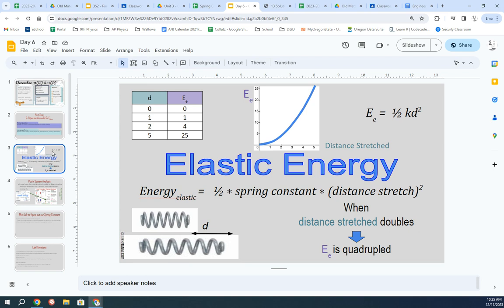Now the actual equation for elastic energy is close, but a little bit different. It's actually 1/2 k d squared, where k is the constant that represents the stretchiness of the elastic band or the spring. So it's a little bit different equation, but again, pretty similar. What we're going to be working on today is trying to figure out what that k value is for the bungee that we're going to be using for our drop.